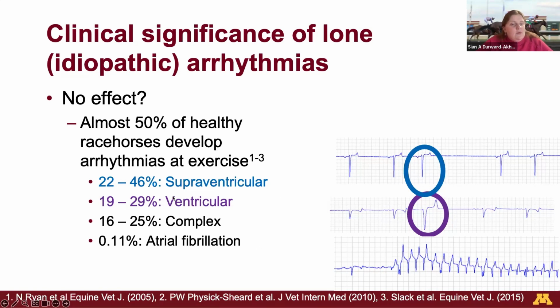But here we have somewhere between 16 and 25% of completely healthy racehorses with no problems having some form of complex arrhythmia. And these arrhythmias, as I showed you here, the ventricular tachycardia, are associated with sudden cardiac death in humans. But we see it in almost a quarter of our apparently healthy horses. But one point to note is the very low frequency of atrial fibrillation in healthy horses.